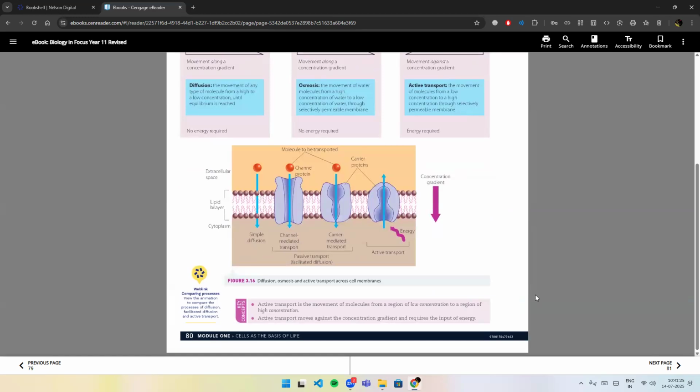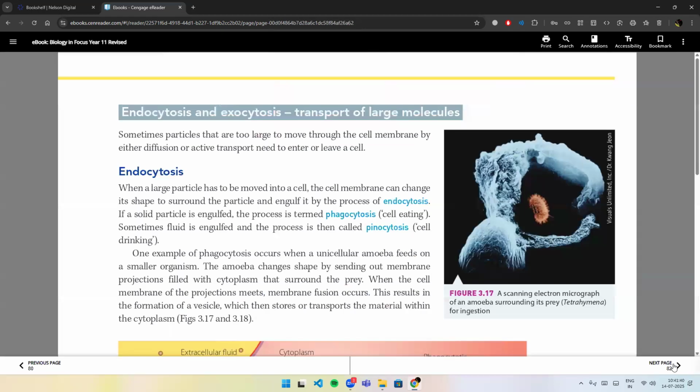Key concepts. Active transport is the movement of molecules from a region of low concentration to a region of high concentration. Active transport moves against the concentration gradient and requires the input of energy.